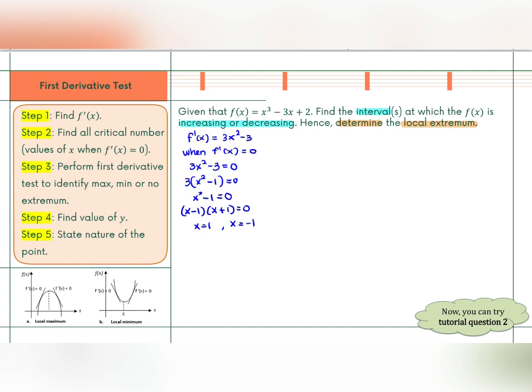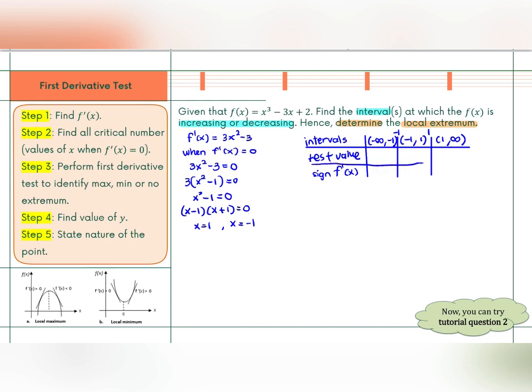So, this is what you are going to do. Kita akan buat table. So, perkara pertama, kita letakkan intervals. And then, kita akan masukkan the test value. And then, last kali, kita akan tengok sign of f prime x. Okay. So, saya buat table dia dahulu. So, x kita ada 2. Negative 1 and 1. So, interval dia adalah negative infinity until negative 1. And then negative 1 until 1 dan 1 until infinity. So, these are our intervals.